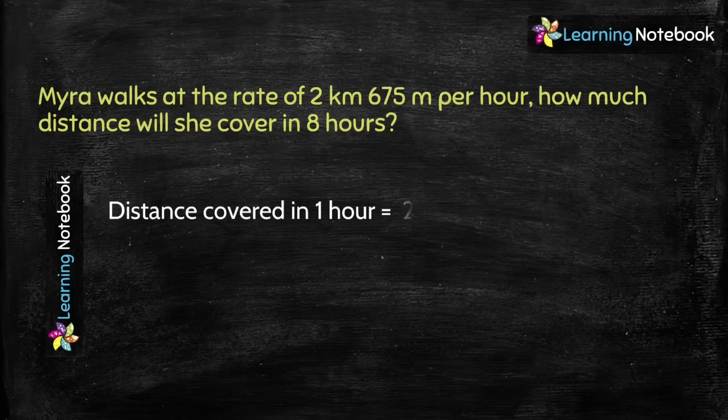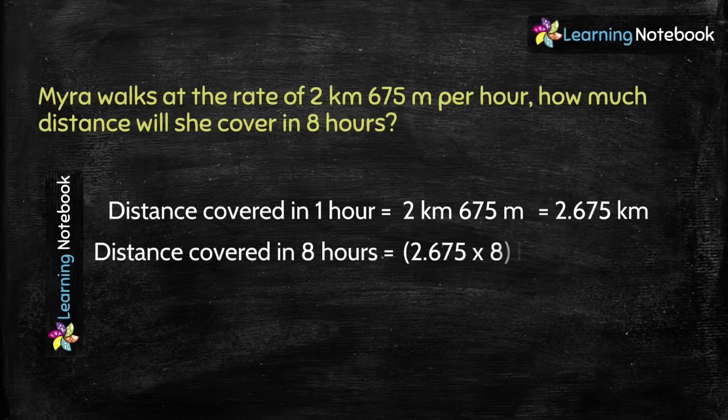So first let's write the statement. Distance covered in 1 hour equals to 2 km 675 meter, which can also be written as 2.675 kilometers. Now, to find distance covered in 8 hours, let's multiply 2.675 by 8.